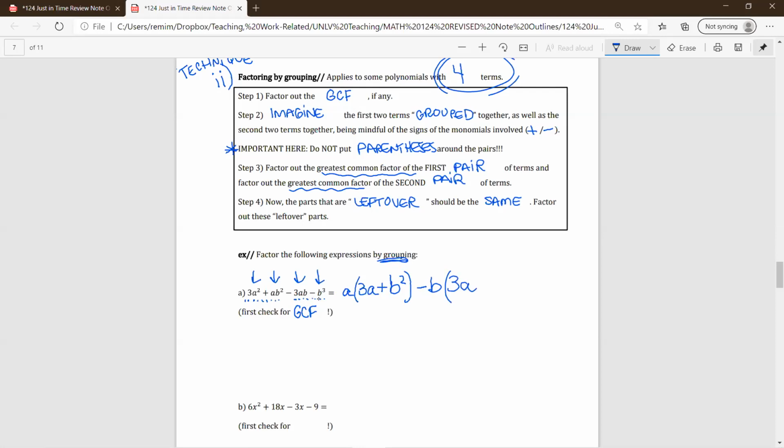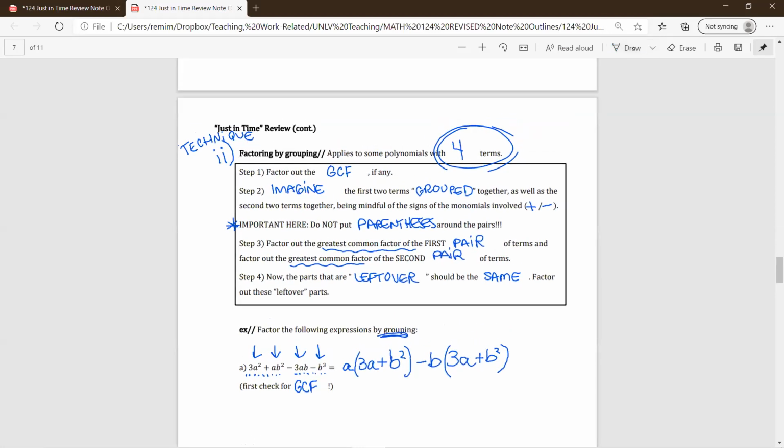Move on to the next term here, minus b cubed. We're taking the minus out to the front, so we'll be left with something positive, so I'll put a plus in there. And we're taking a b out. Well, if we take a b out of b cubed, if we divide that out, we're going to be left with a positive b squared, and close that off. So now we're done with step 3. Move on to step 4. What does that say? It says now the parts that are left over should be the same.